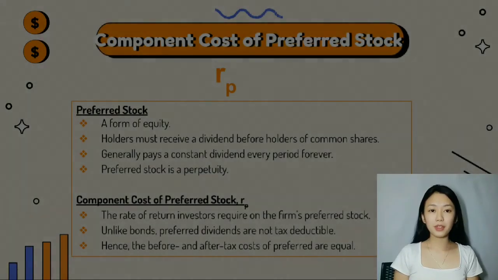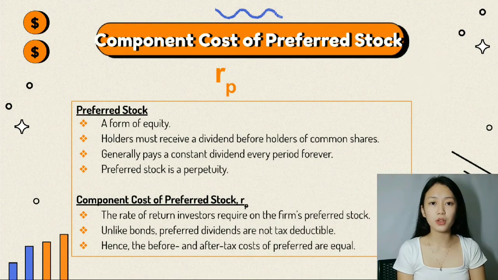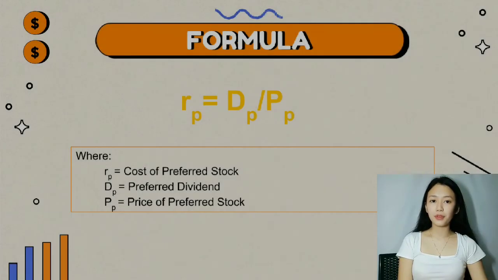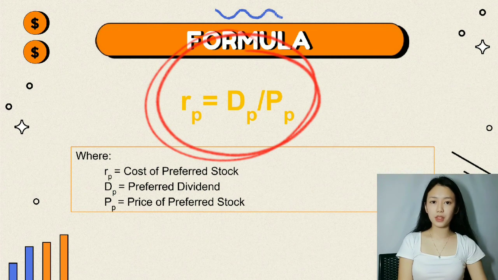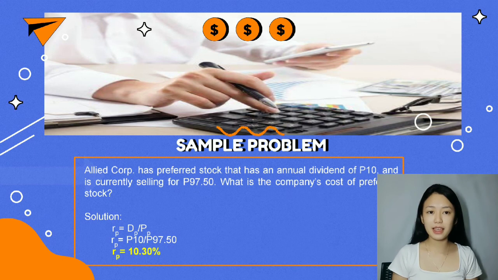Moving on to the second component, the component cost of preferred stock. Component cost of preferred stock is the rate of return investors require on the firm's preferred stock. Unlike bonds, preferred dividends are not tax deductible. Hence, the before and after costs of preferred are equal. So the cost of preferred stock is equal to preferred dividend divided by the price of preferred stock. Shown in the slide is a sample illustration for this component.